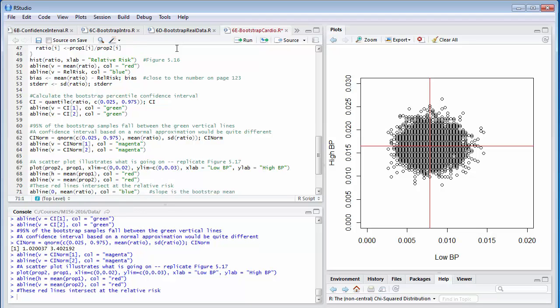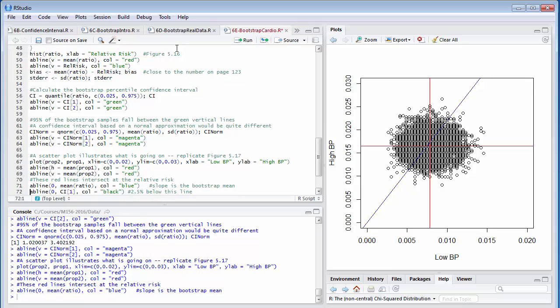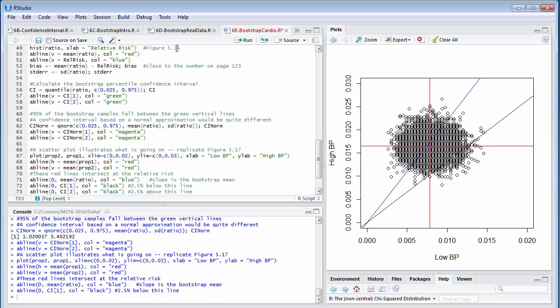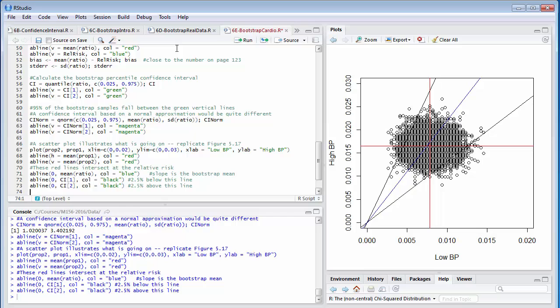Now, on that, let's plot three things. First, the mean for the bootstrap. The slope of that is the blue line. It doesn't go through the intersection of the red line. That just means that ratio is a biased statistic. We already knew that. Here are a couple of black lines, and those mark the 2.5% and 97.5% quantiles for the bootstrap.